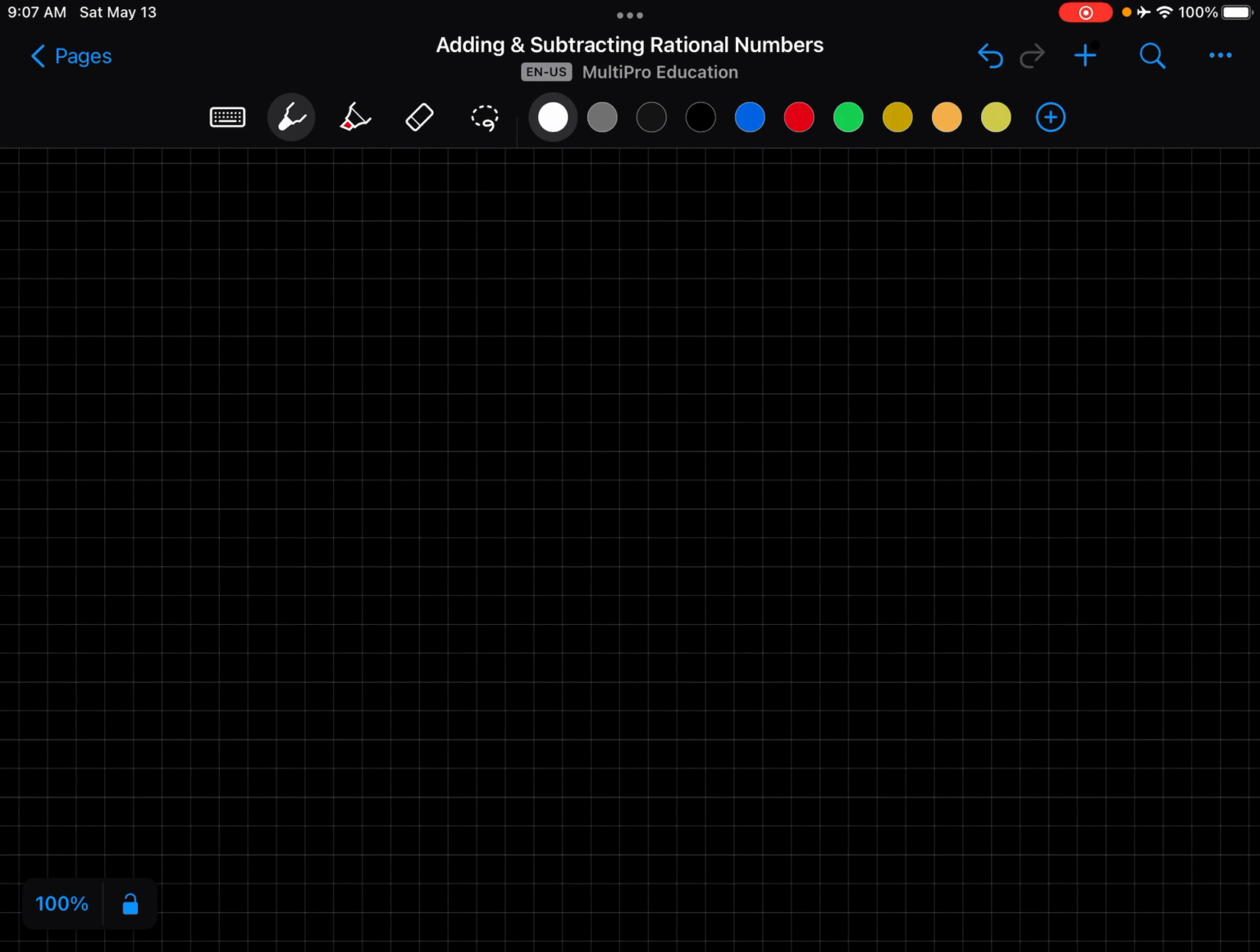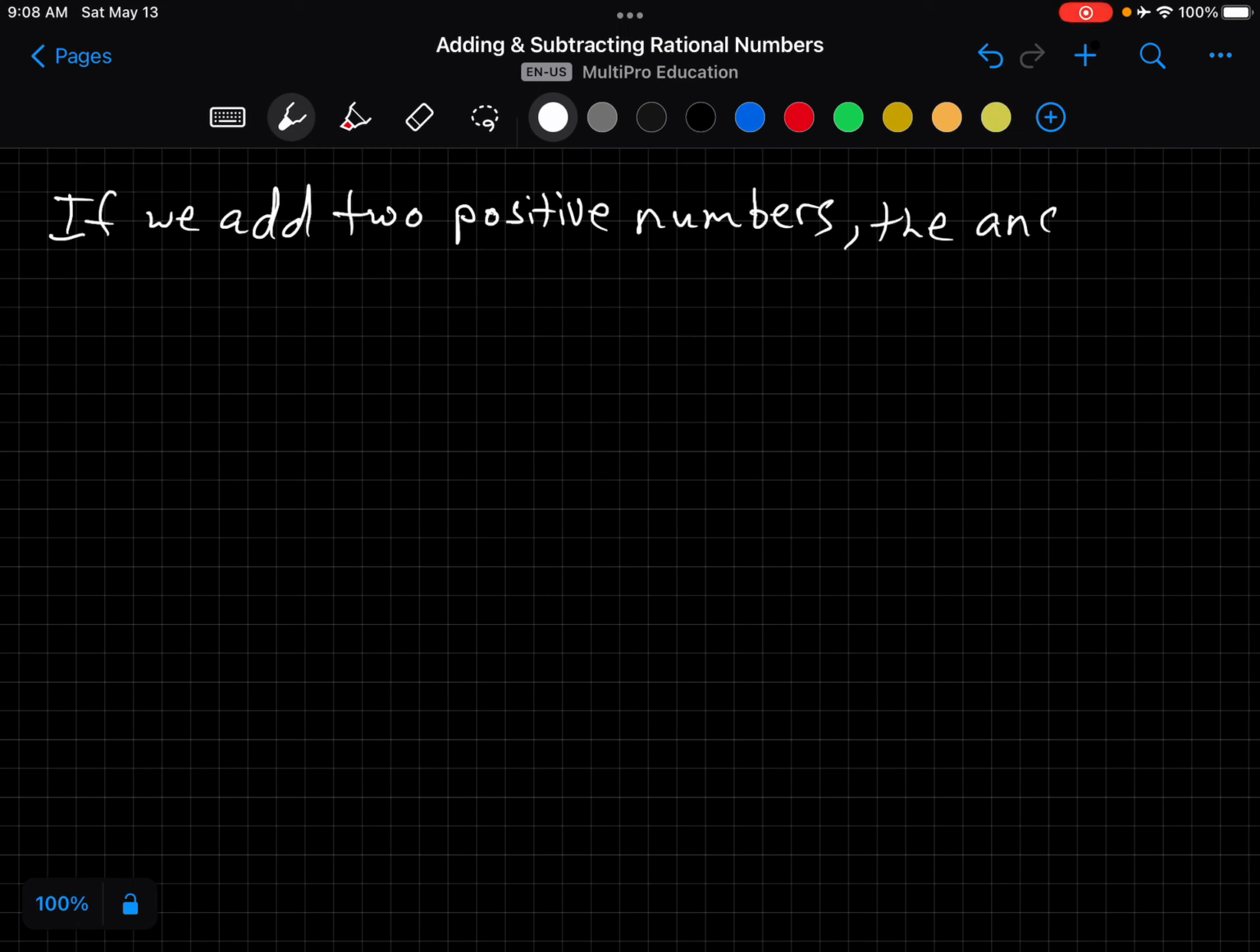Alright, let's talk about some rules here. If we add 2 positive numbers, the answer, or as you may call it, the sum, is positive. Okay? So if we're adding 2 positive numbers, then our answer has to be positive.